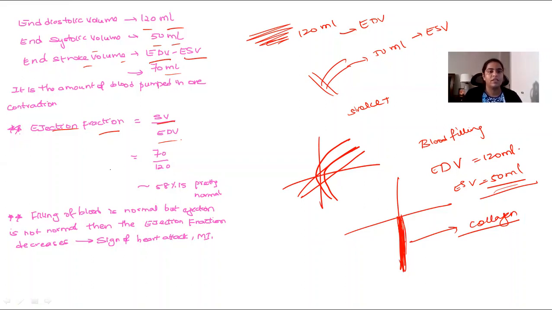Now, the ejection fraction for the given example is stroke volume by end diastolic volume. That is 70 by 120, approximately 58%, which is normal.